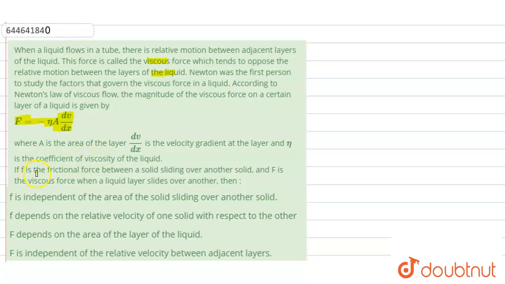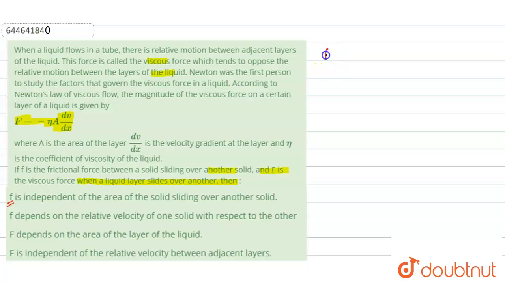Now if small f is the frictional force between a solid sliding over another solid, and F is the viscous force when a liquid layer slides over another, then we have to choose the correct option, right? So let us try to check. F, small f, which is the friction force. So it says that friction force is independent of the area of the solid sliding over another solid.